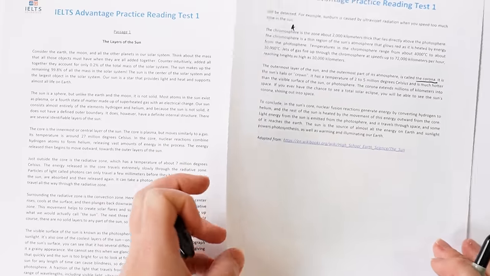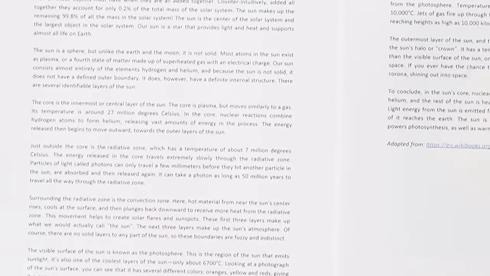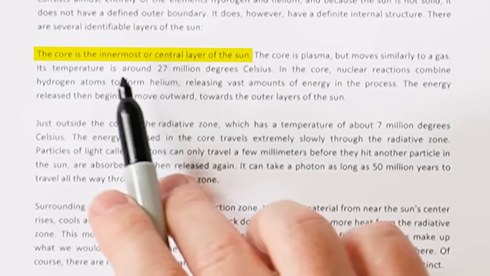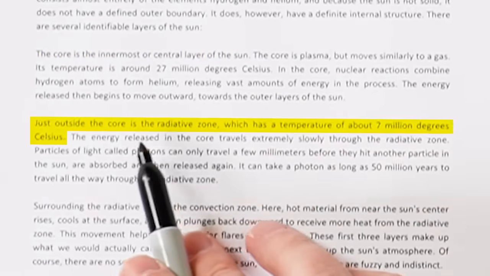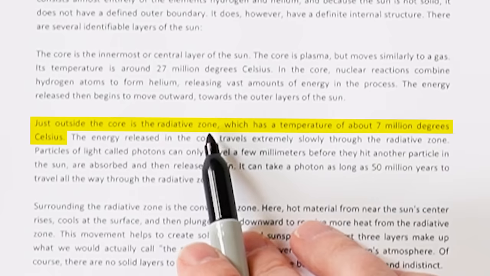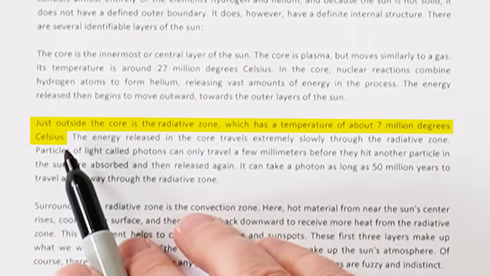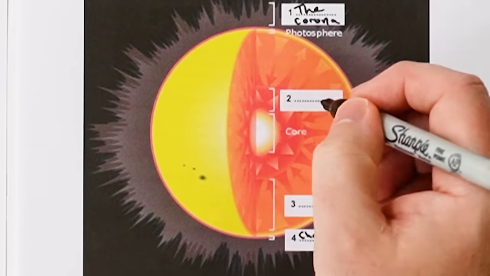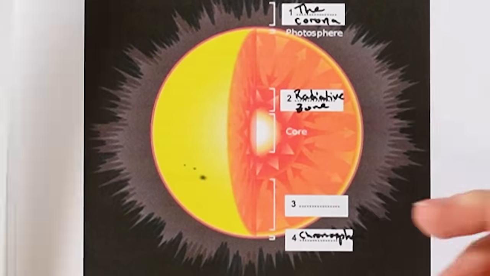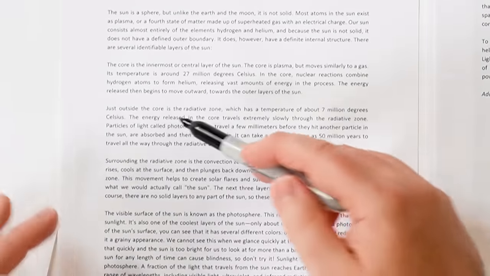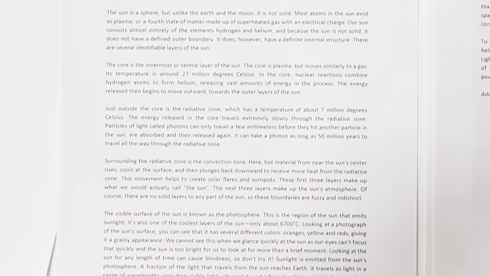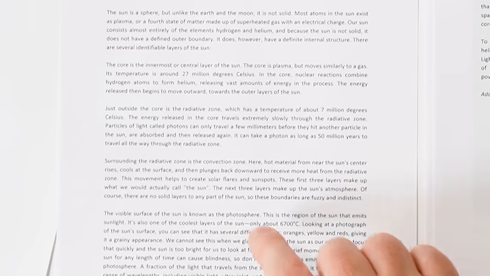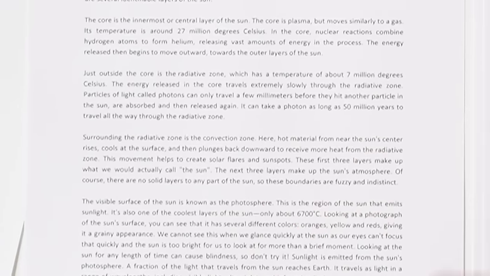Okay, number two, what we're looking for is talking about the region or the part next to the core. So the core is the innermost area, so we're scanning. Okay, so it's not that part. Just outside the core is the radiative zone, which has a temperature of about 7 million degrees Celsius. So just outside the core, radiative zone. And that leaves us with number three. So it seems to be going core, then a little bit further out, the radiative zone, and then a little bit further out. Is it the photosphere? But let's double check that.